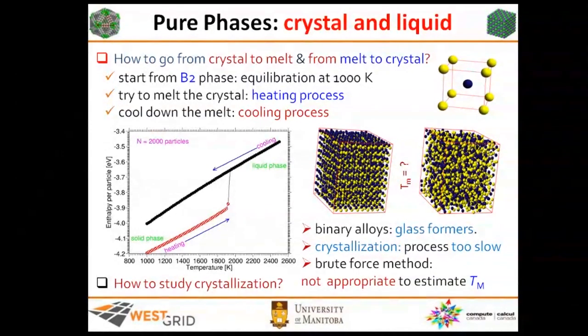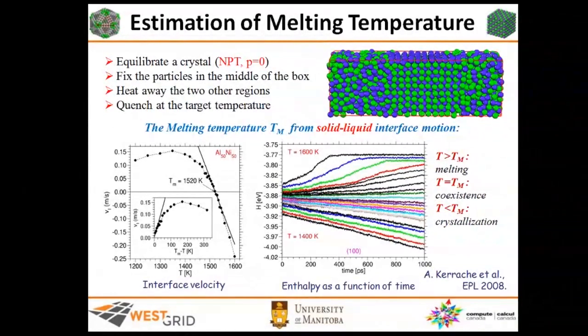From this plot, we have the enthalpy as a function of time for different temperatures. We see that sometimes the enthalpy decreases, and sometimes it increases. From this plot, we can determine the interface velocity. Once we have the interface velocity, which is presented in this second plot, from this we can determine the melting temperature, which corresponds to when the velocity is equal to 0.